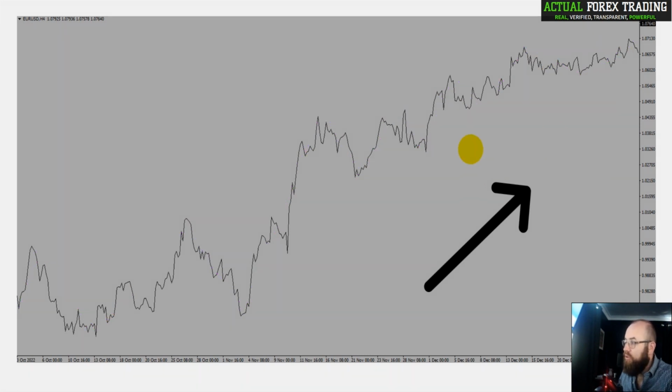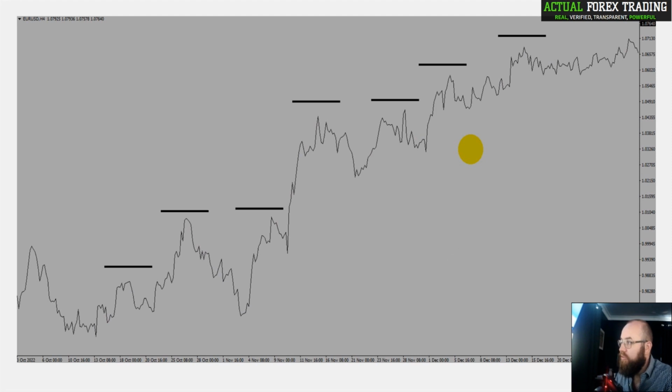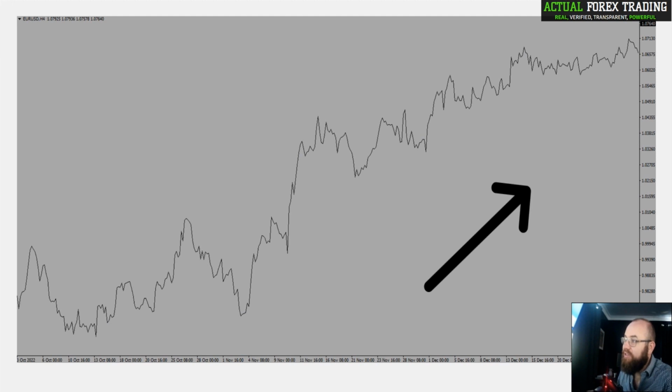Now another way to look at these waves is by marking the peaks or the highs of these waves.